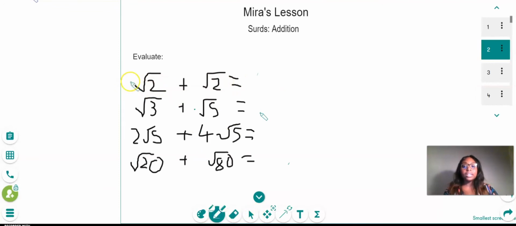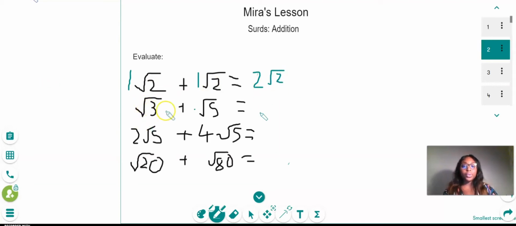We have to add the numbers on the outside. So for example, this has a 1 on the outside and this also has a 1 on the outside. So we will be adding the 1's together, not the 2's. So the answer that this will give us is 2, and then the number on the inside of the square root is the same as these two numbers here. So that answer would be root 2. So our answer would give us 2 root 2.